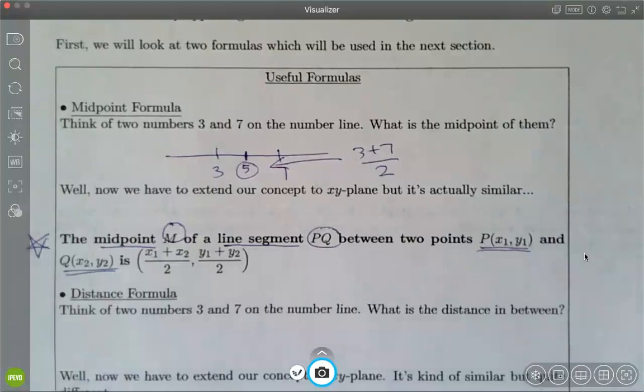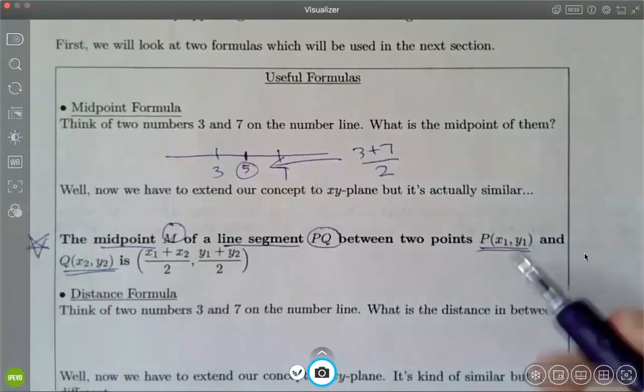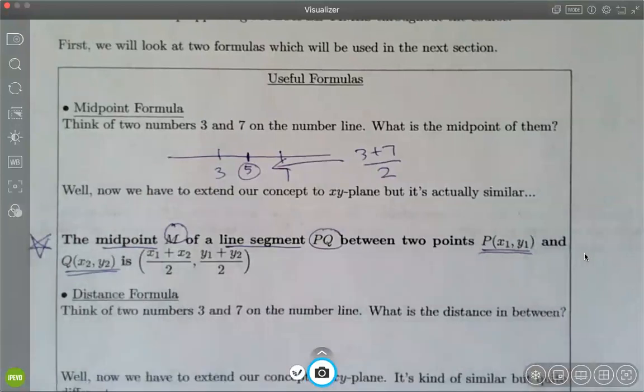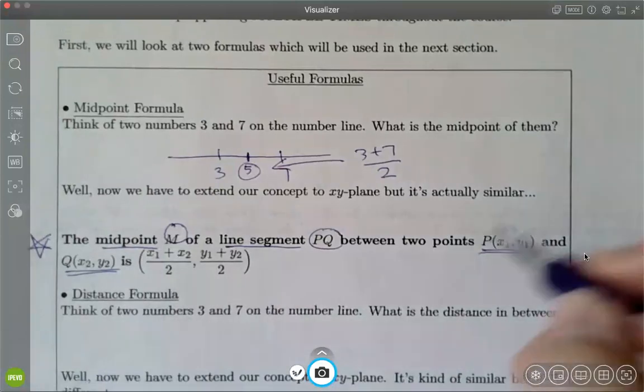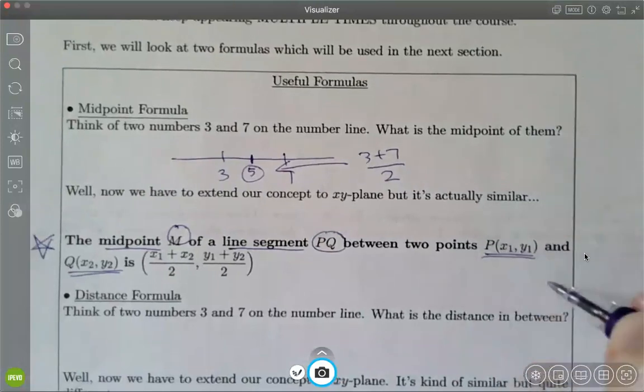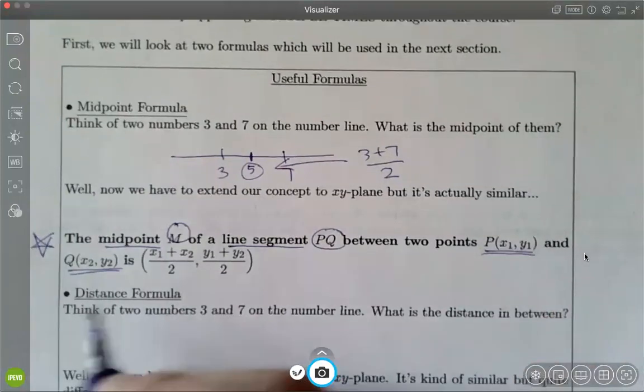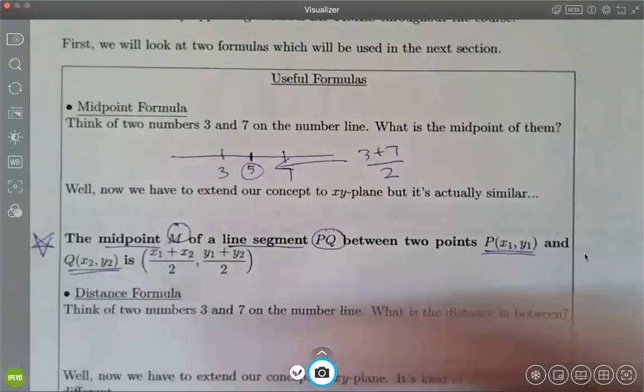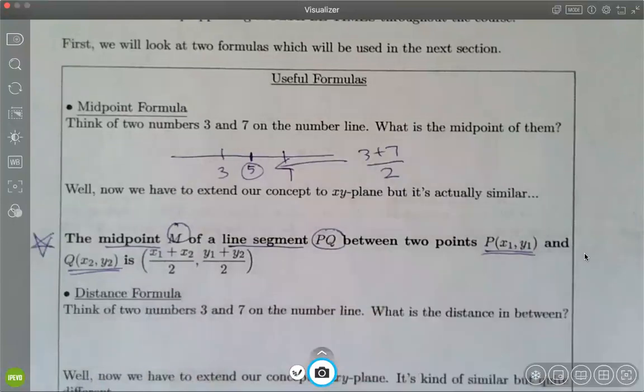Does that mean we are multiplying the letter P to x1, y1, and Q to x2 and y2? No, that's not multiplication. That's just the label. The label of the first point is P, and we write P in front of x1, y1, and the label of the second point Q in front of x2, y2. So P and Q are just the labels of the two points.